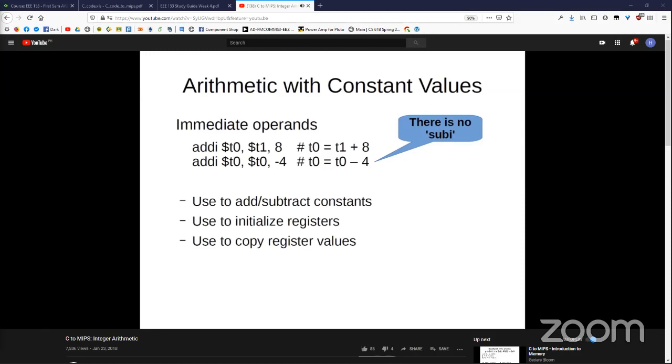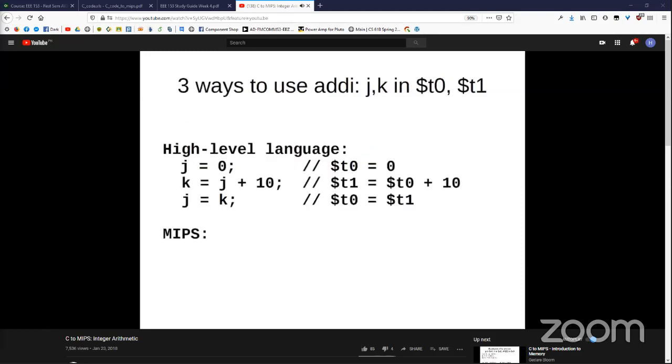Addi operations can be used to add and subtract constant numbers as shown here. They can also be used to initialize registers to constant values, or they can be used to copy register values. Let's see some examples of these three uses of addi.